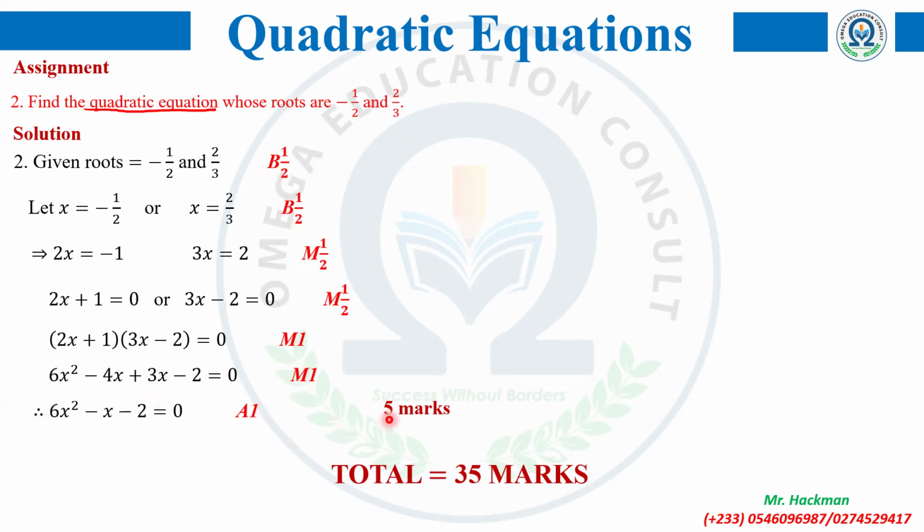With this one, the total marks will be 5 for question 2. So in all, the grand total will be 35 marks. Please take note. If you mark your score, always indicate your score over the total score. So if you had 35, don't just write 35. Write 35 over 35. If you had 30, write 30 over 35. Always let us see the denominator, which is the total score.